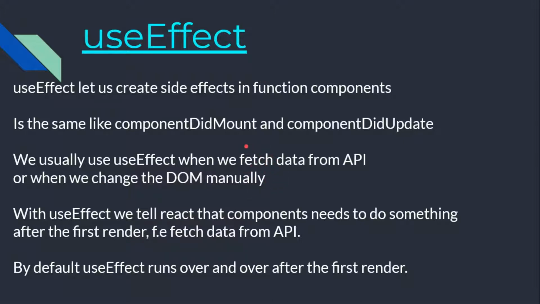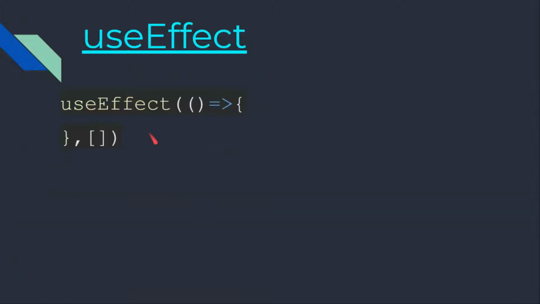With useEffect, we tell React that components need to do something after the first render. Okay, we need to update, for example, or to fetch data, as I wrote, from an API. By default, useEffect runs over and over after the first render. So generally it creates an infinite loop by default if you don't put the array. So let's move and talk about this hook, useEffect.